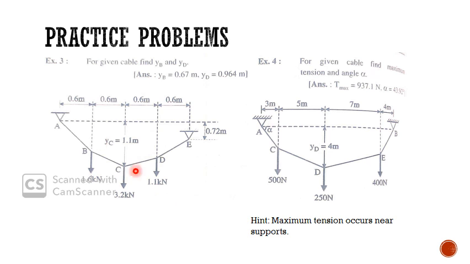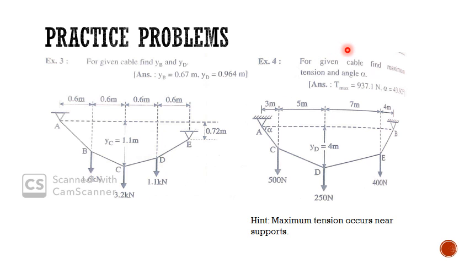In the first problem, again these two supports are at different levels. So you'll get an equation in terms of Ey and Ex if you take moment about A. The vertical distance at C is given, hence you have to cut the cable at point C. Take the part CDE of the cable and take moment about C and then find the support reactions, and after finding the support reactions, find the tensions, and from the geometry you can find YB and YD. If you have any doubt, you can post it.